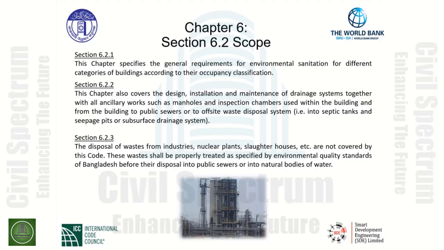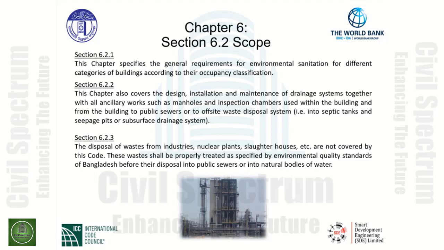Section 6.2 is titled Scope. This section gives us the requirements whether the application fits this code or not. When we look into section 6.2.1, it indicates the following. This chapter specifies the general requirements for environmental sanitation for different categories of buildings according to their occupancy classification.